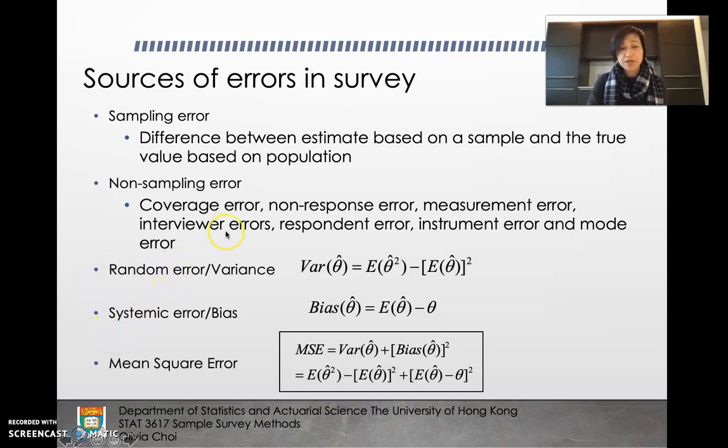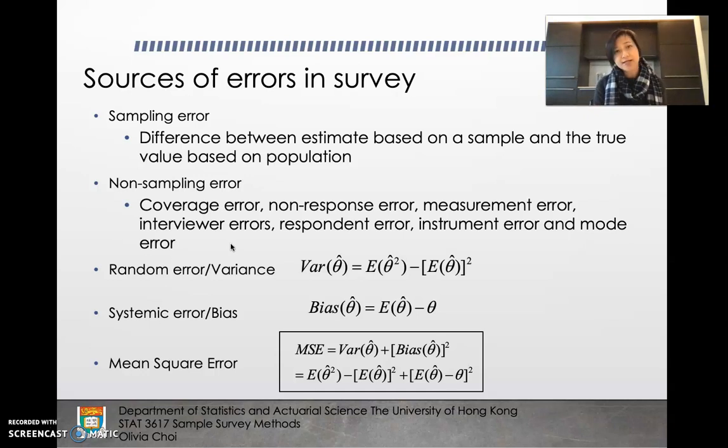For example, the coverage error. If you conduct a sample survey, coverage error would occur if we do not have a full sampling frame that is reflecting the population. Let's say the frame we obtained, if we choose to sample from that frame, is not a full picture of the population, then we did not really cover the full population. So that's the coverage error.